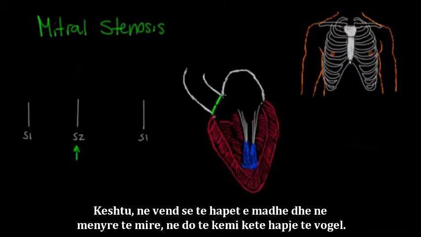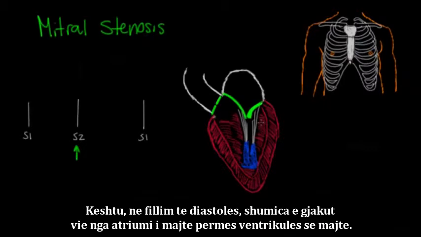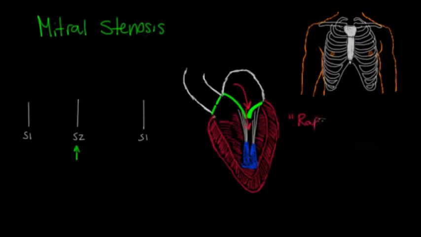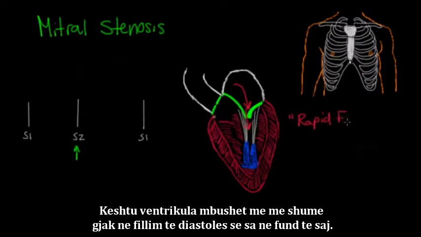And so instead of a nice big opening, we get this tiny little opening that we're going to show like this. And so in the beginning of diastole, you actually have the most blood coming from the left atrium through to the left ventricle, and this is known as rapid filling. So the ventricle actually fills up with more blood in the beginning of diastole than it does at the end.